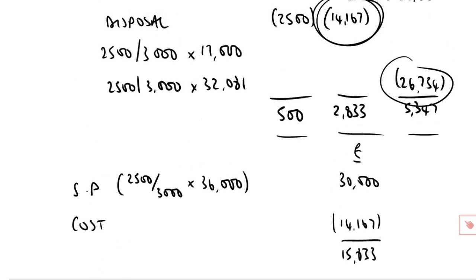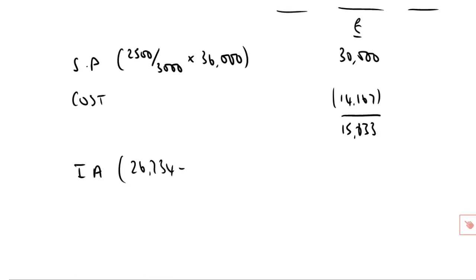26,734, there the figure from your index cost column, minus your cost figure of 14,167. Take one from the other, leaving you with an indexation allowance of £12,567. Take it away, we have therefore got our chargeable gain of £3,266. So there's your calculation of the gain. Proceeds, less cost, less indexation allowance.